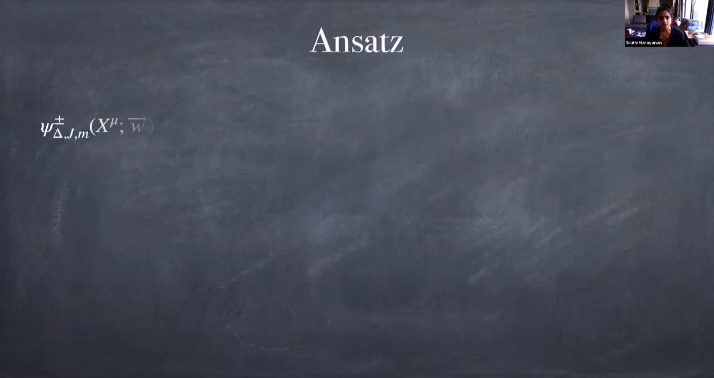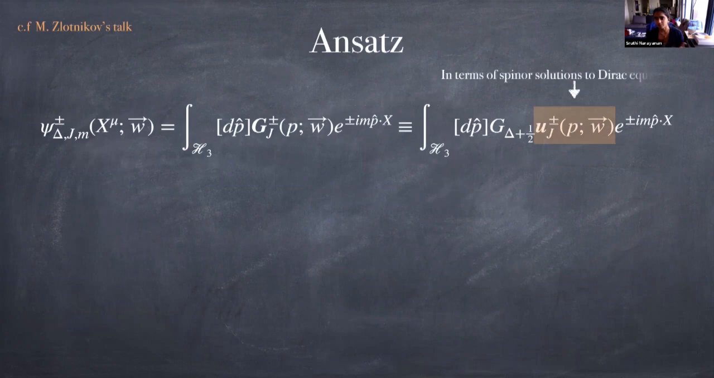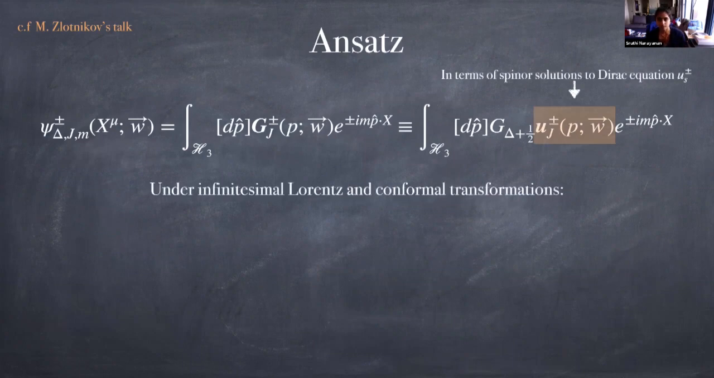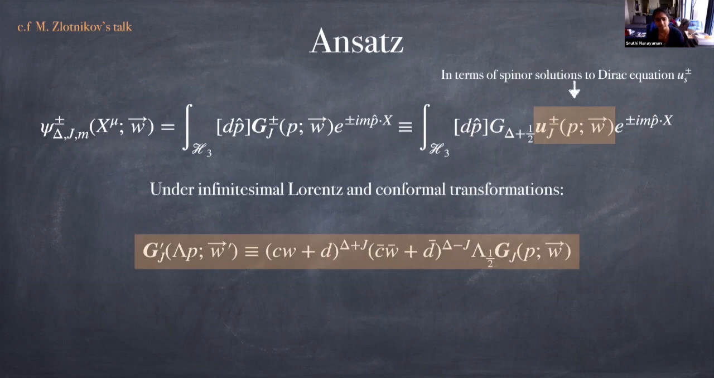Okay, great. So the first thing we have to do is propose an ansatz. And this is very similar to what Michael talked about yesterday. It's basically the same form with a couple of different changes. In particular, this U here is in terms of the spinor solutions to the Dirac equation. And what we do is we say that we want this bolded G in the middle equation to transform appropriately under Lorentz and conformal transformations.